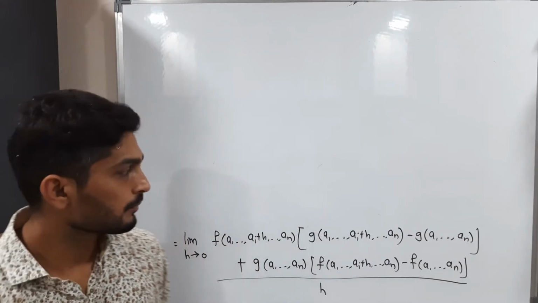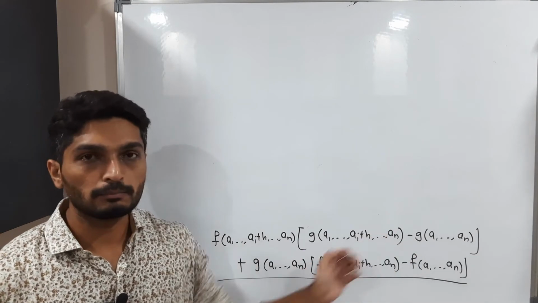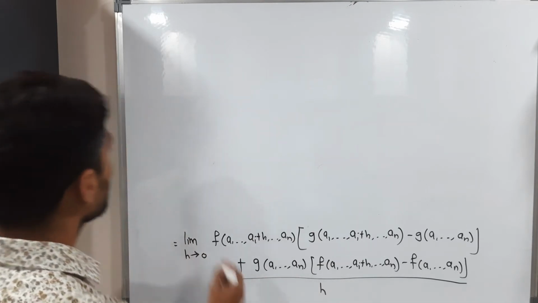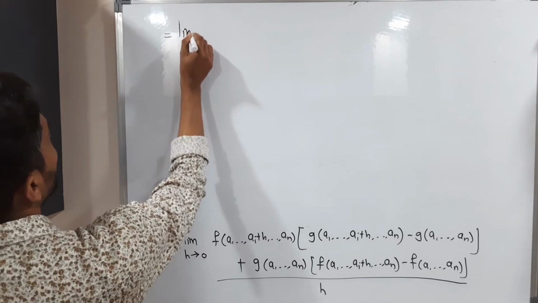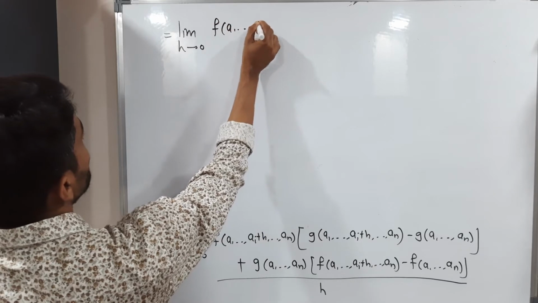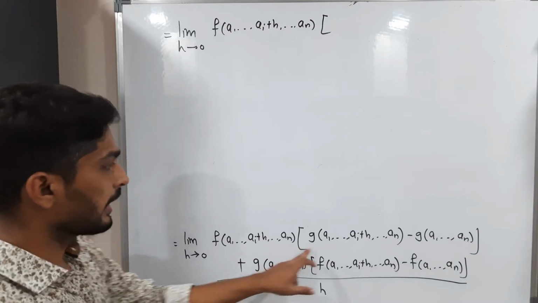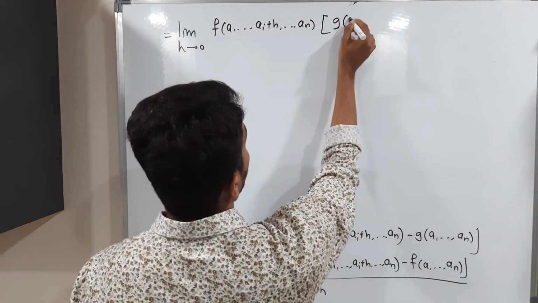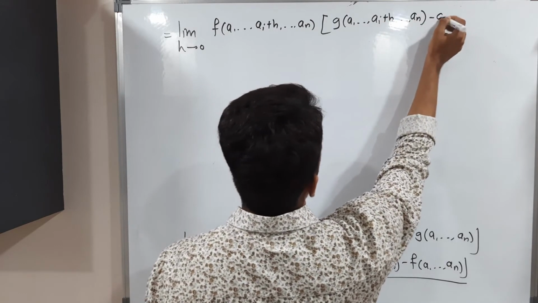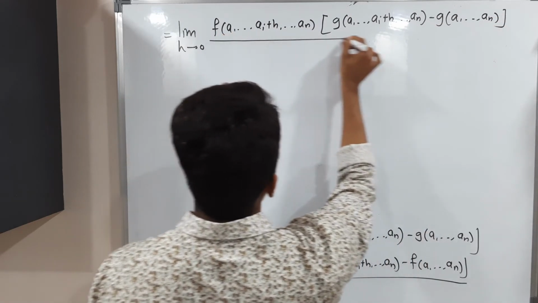So let us continue. What will I do? I will divide separately by h. First term by h plus second term by h, and I will apply separate limits. See what will happen: it is equal to limit h tends to 0 f of a1 and so on, ai plus h and so on n, in bracket we will have g of a1 and so on, ai plus h and so on n minus g of a1, a2 and so on n, whole divided by h.